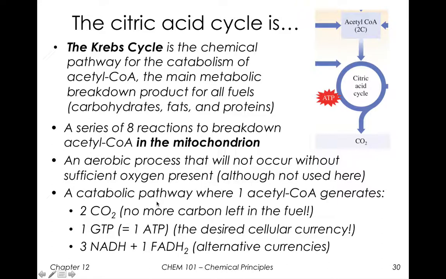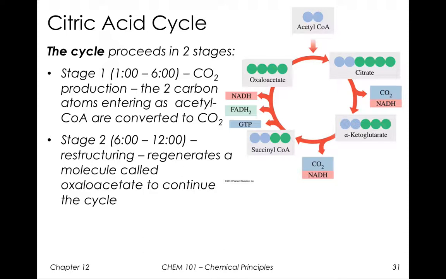Again, it is a catabolic pathway, so we're breaking things down. We're breaking down acetyl-CoA, and the 2 carbons in that acetyl-CoA become carbon dioxide. So there's no more carbon left in our fuel at this point. We generate 1 molecule of GTP, which is energetically equivalent to ATP. And then we generate a significant amount of alternative currency: 3 NADHs and 1 FADH2. Now the problem is that most of our energy is tied up in these middlemen, so we need to think about what we do with them.